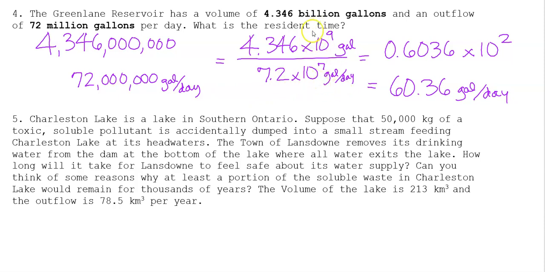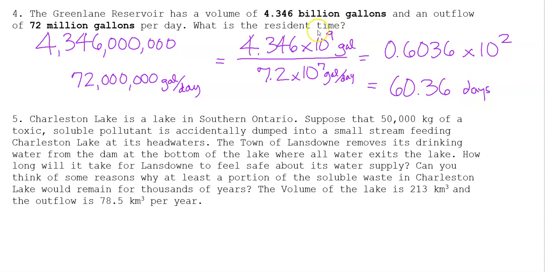So you divide the whole numbers, and when you divide with scientific notation, you subtract the exponents. So you're going to end up with 0.6036 times 10 to the 2, right? 4.346 divided by 7.2 gives you this whole number. 10 to the 9th minus 7th, so 9 minus 7 is 2. That's how that works. And then to write it as a whole number, you would just move the decimal place over 2, and your final answer would be 60.36 days.